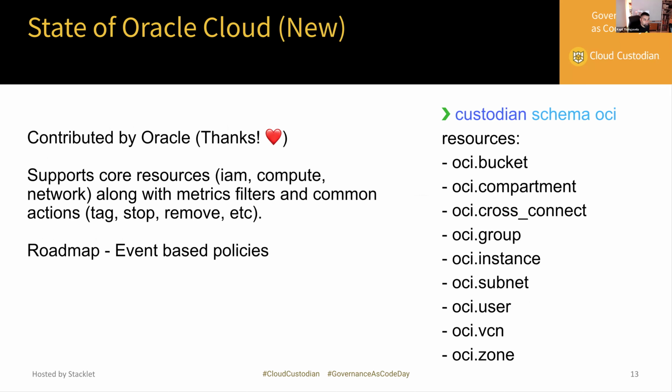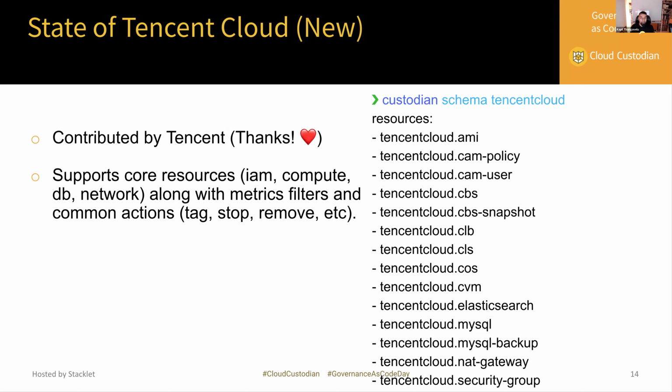Switching over to some of our new providers, shout out to Oracle for contributing an OCI provider. This covers some core compute and network capabilities, as well as common filters and actions, metrics filters, being able to stop an instance, remove it, tag it. And there's a PR up right now for adding event-based support so that you can enforce policy as those resources are being created. Next up is Tencent Cloud, also contributed by Tencent. Shout out and thanks. This covers some of the core resources for IAM, compute, storage, and databases, and allows for you to do tag policy governance against those resources as well.